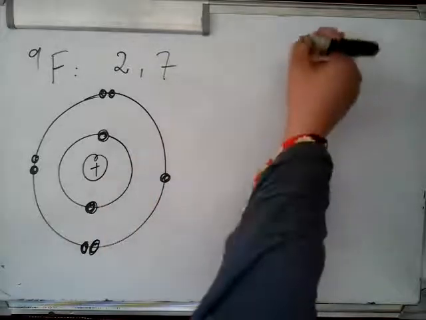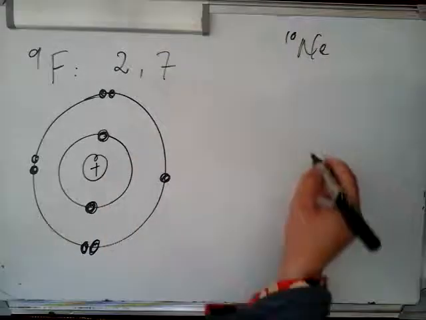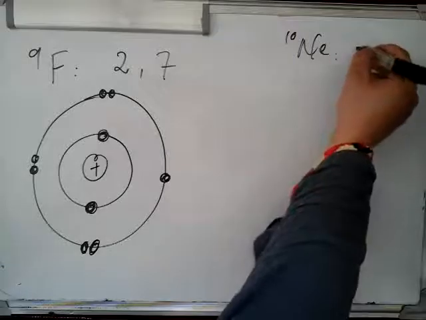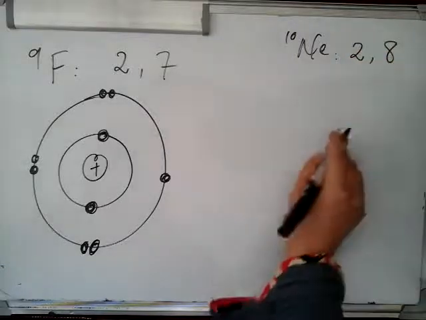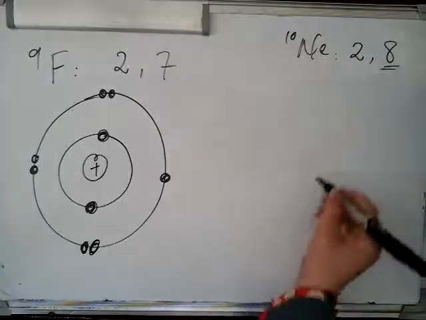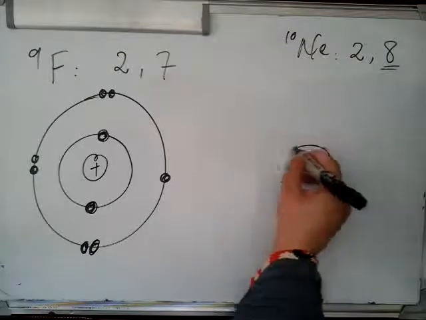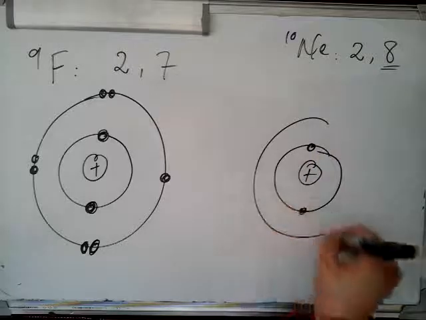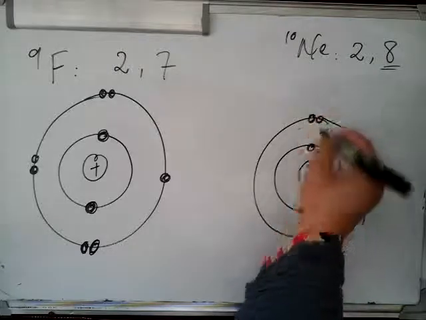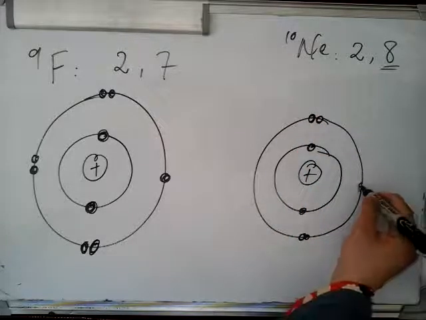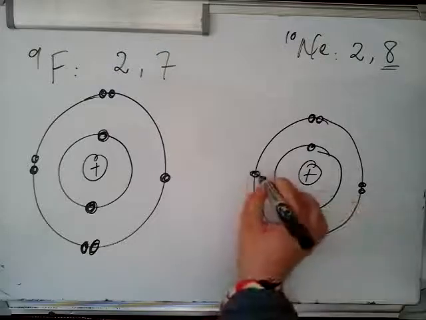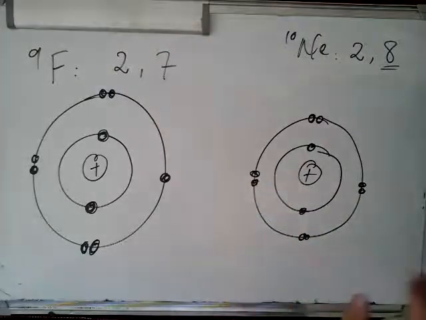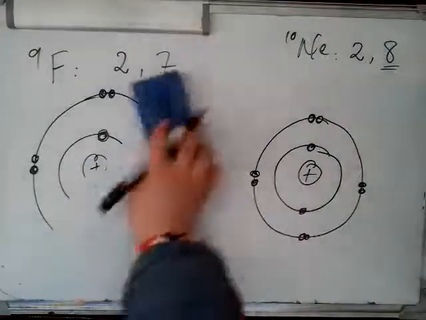In the same case, neon atomic number is 10, so its electronic configuration will be 2, 8. The second shell is complete. So nucleus, first shell 2 electrons, second shell 8 electrons. Is that clear?